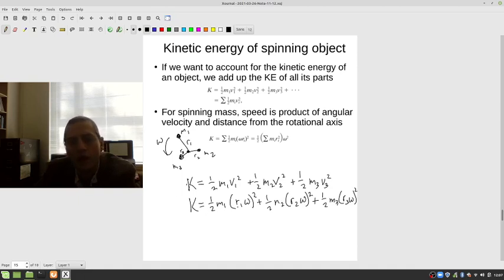Now, the omega squared is going to be in every one of these terms, so I get to factor it out. I'm going to write this as K equals, and there's a 1/2 in each one of these, so I'm going to factor that out too. It's going to be 1/2, and then a bunch of stuff times omega squared. What's that stuff going to be? For the first term, it would be m1 r1 squared. For our next term, it would be m2 r2 squared. For our next one, it would be m3 r3 squared.